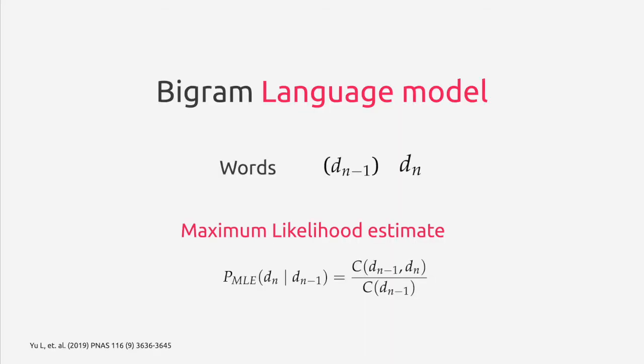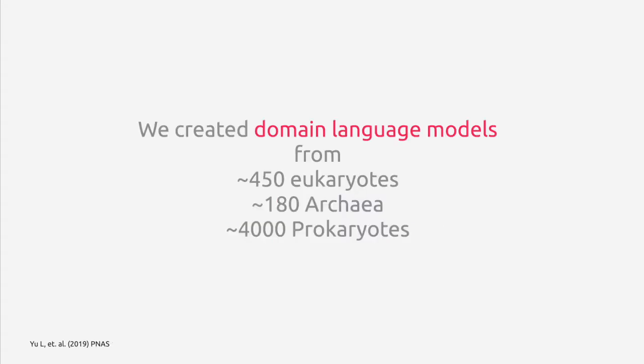So formally, a bigram language model is the conditional probability of a domain d sub n given its preceding word d sub n minus 1. So we created a domain language model from 450 eukaryotes, 180 archaea, and about 4,000 prokaryotes.